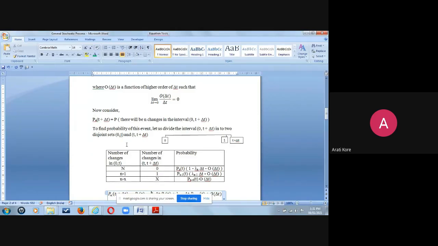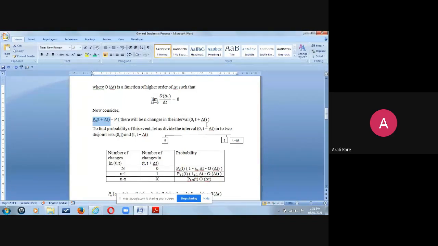Okay, fine. So now our actual work starts. To find the probability distribution of the stochastic process, what I am going to consider is Pn(t plus delta t). Okay, what is its interpretation? What is Pn(t)? The probability that there are n changes at time t, or in the interval 0 to t. Now what am I writing? Pn(t plus delta t). Now what does it mean? The probability that there will be n changes in the interval 0 to t plus delta t.